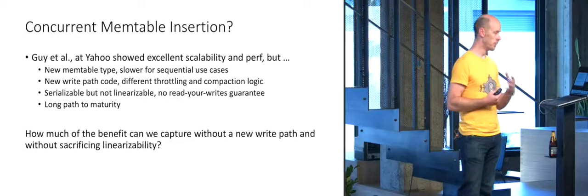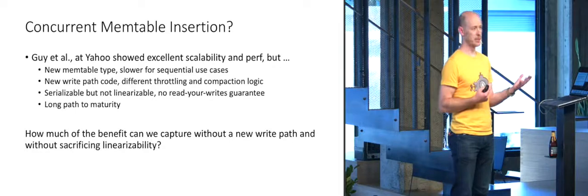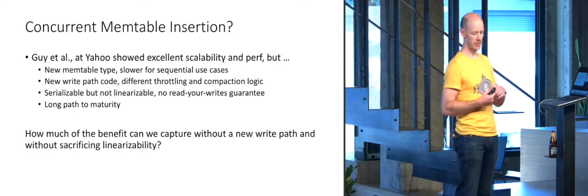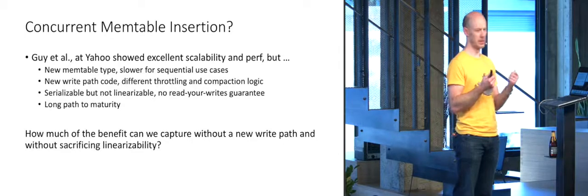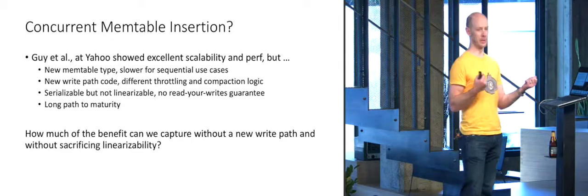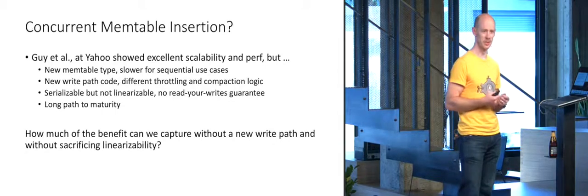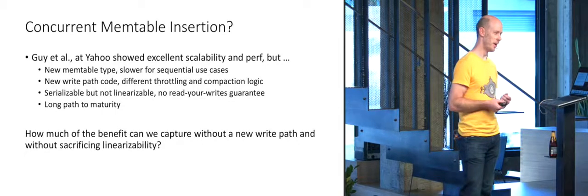So the first was, it was a completely separate memtable type that happened to be slower for the sequential case. So it led to an annoying, like, do you turn it on or not problem. Like if you turn it on, it might make you slower, it might make you faster. It's difficult to tell. RocksDB already has enough switches, so we didn't want to do that.